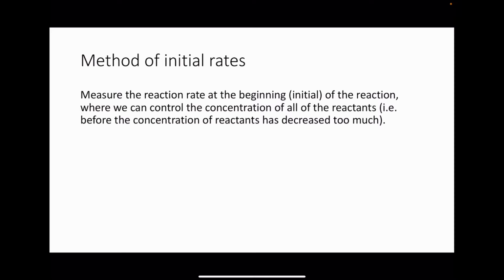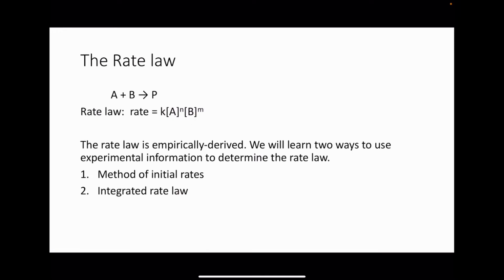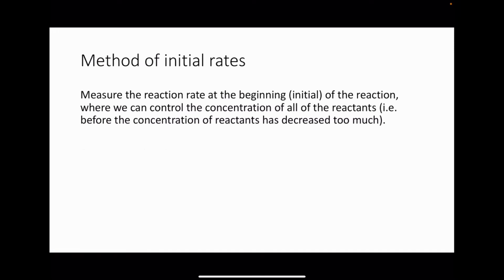All right, so the method of initial rates is basically what we're going to do: we're going to measure the reaction rate at the very beginning. At the very beginning, when we've mixed our reactants in, we can actually control the concentration. Once the reaction's gone a little ways, the concentration of the reactants has changed enough that we really don't know what they are anymore. So at the very beginning, we know, hey, if I put 0.1 molar in at the beginning, it's 0.1 molar at least for the very start of the reaction.